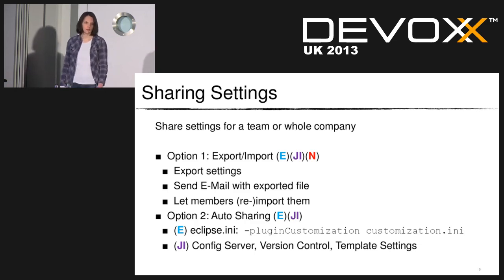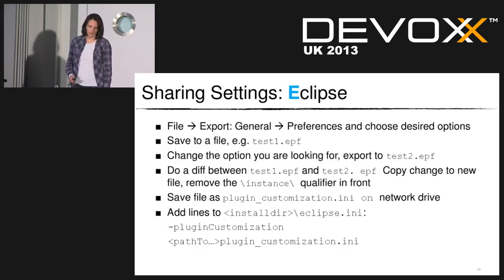In Eclipse, you can use the plugin customization entry in the Eclipse ini file. And for IntelliJ, there are several options like the configuration server plugin, version control, or template settings. And you can find instructions on the next slides, which I will skip for now.